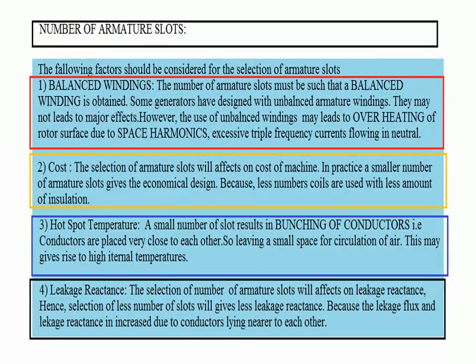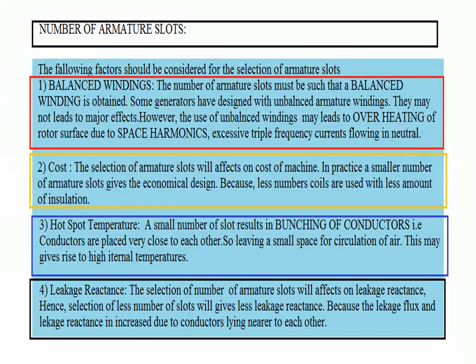The selection of armature slots will also affect the cost of the machine in usual practice. Hence, we select a smaller number of armature slots, which may result in an economical design, because if we use fewer slots, there are fewer coils, so the requirement of winding material, copper, is less, and the insulation required for the respective coils is also less, and automatically it becomes less costly. Hence, cost is also one of the major factors.